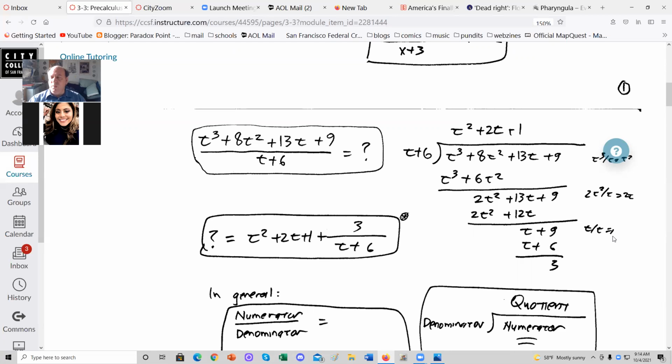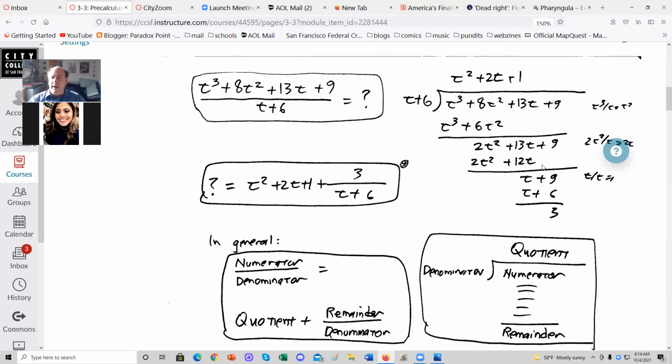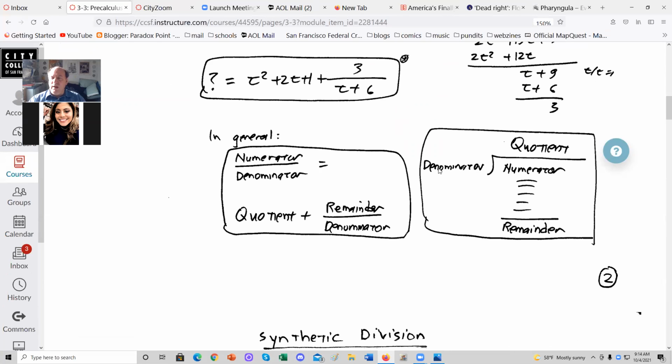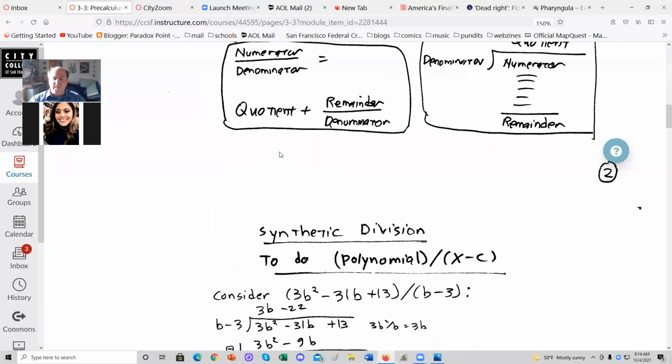t divided by t is 1. Put that in the quotient. Times t plus 6 is t plus 6. Subtract, and we're left with a remainder of 3. So the ratio, this over this, equals the quotient, t squared plus 2t plus 1, plus the remainder 3 over the divisor, t plus 6. So if we have a denominator divided into the numerator, and after a bunch of subtractions, we have a quotient and a remainder, the numerator over denominator equals quotient plus remainder over denominator, like that.